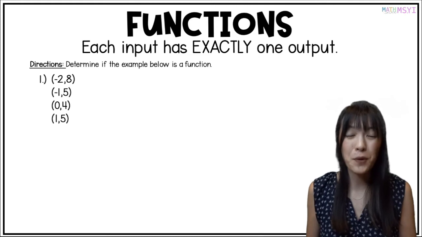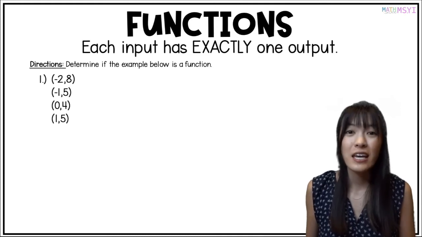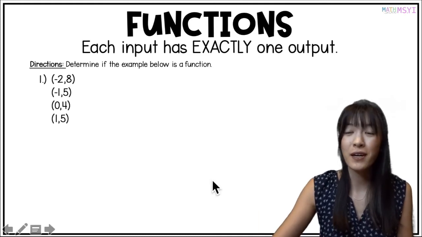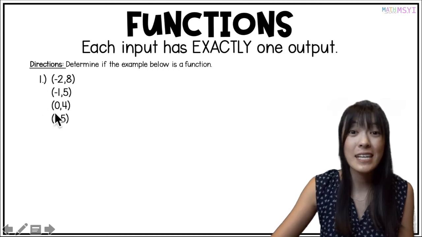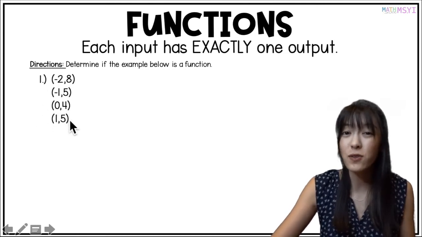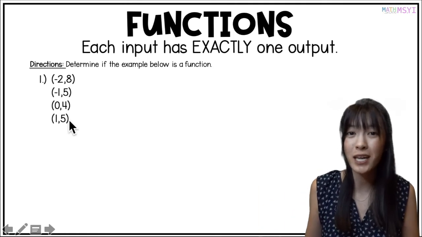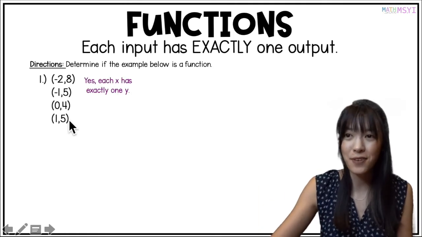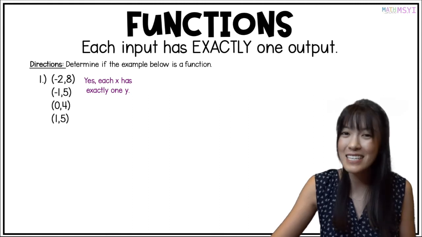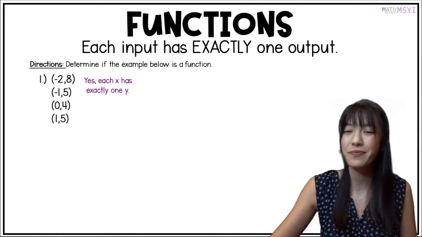In this example, you have ordered pairs. If you notice, in your ordered pairs, each of your x values has exactly one y value. None of those x values are repeating and mapping to more than one y. So this here is a function because every x has exactly one y.